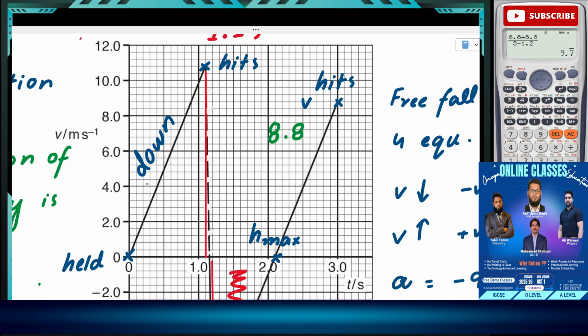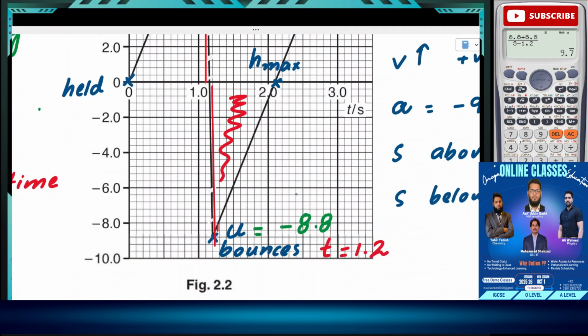So let me write down the formula. 1 over 2 into base. What is the base from 0 to 1.1? Base is 1.1. What is the height? 10.8. You get one answer from here, which would be, I think, 5.94 meters. Then you find the area of the lower triangle.